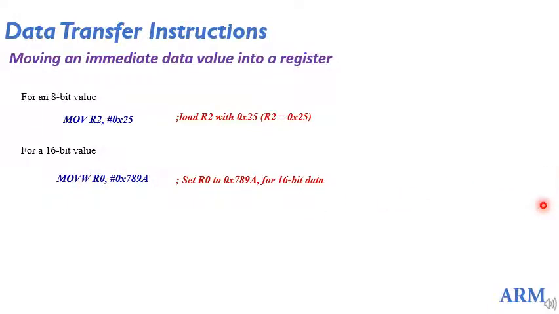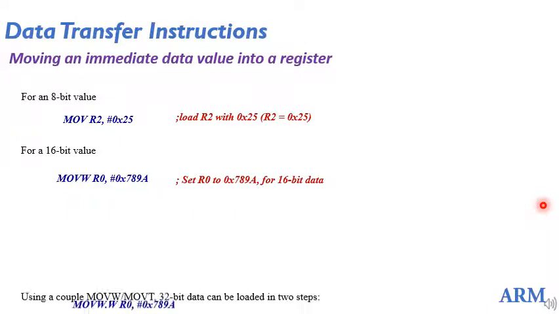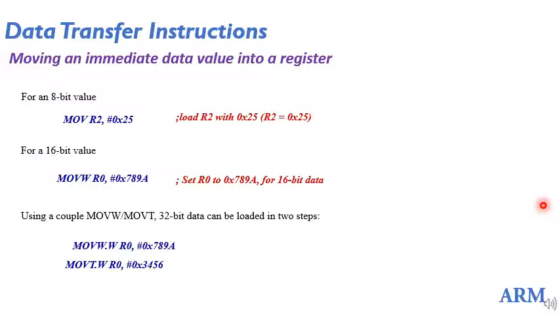Now suppose you want to move a 32-bit data. As you know, the registers are 32-bit wide. So at the max we can transfer or move 32-bit data into our registers. So for moving 32-bit of immediate data, it cannot be done in one instruction here. You need to use a couple of 2 instructions, that is MOVW and MOVT.